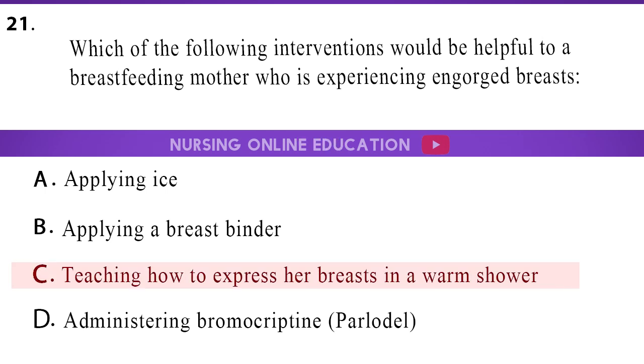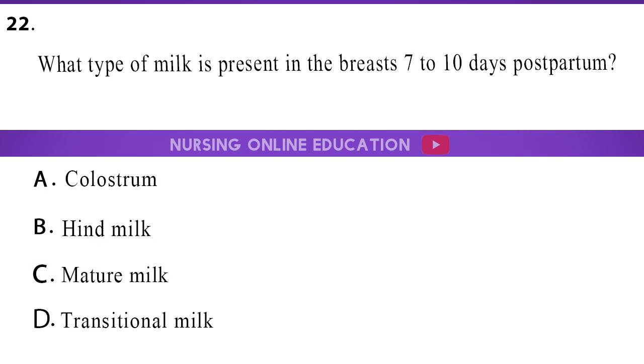The answer is option C. Teaching how to express her breasts in a warm shower. 22. What type of milk is present in the breast 7 to 10 days postpartum? A. Colostrum, B. Hind milk, C. Mature milk, D. Transitional milk.